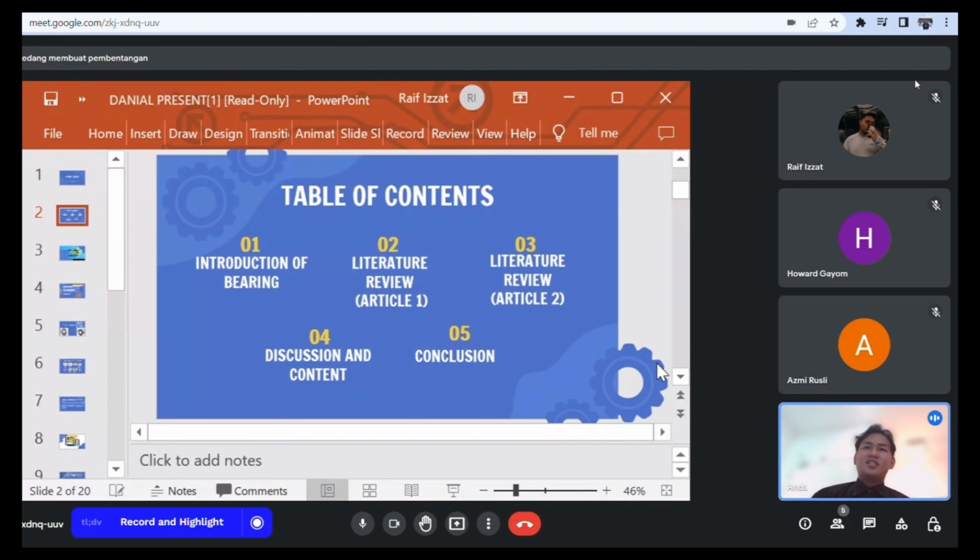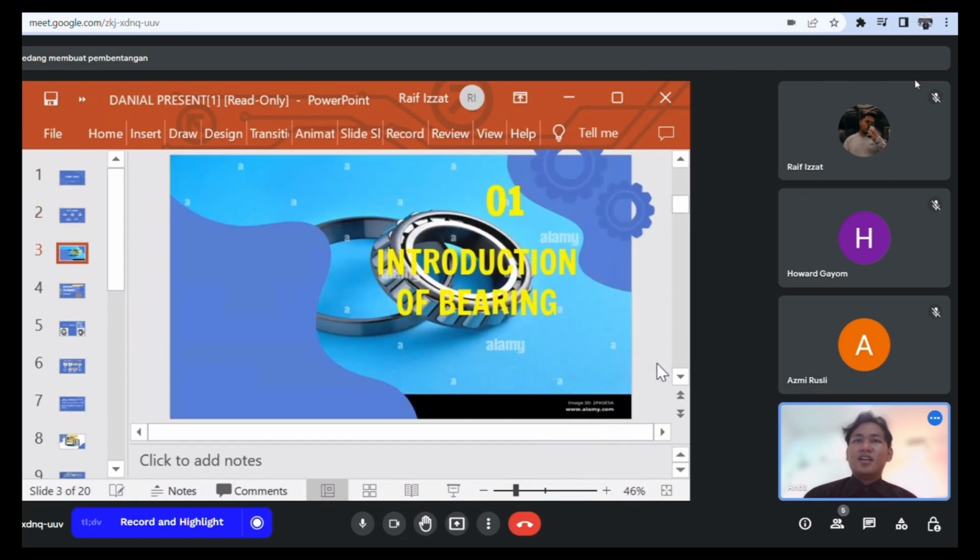This is the table of contents of bearing. Firstly, I will explain about the introduction of bearing. Second, a literature review about article 1. Third is literature review about article 2. Next, discussion and content about bearing. And last, conclusion.